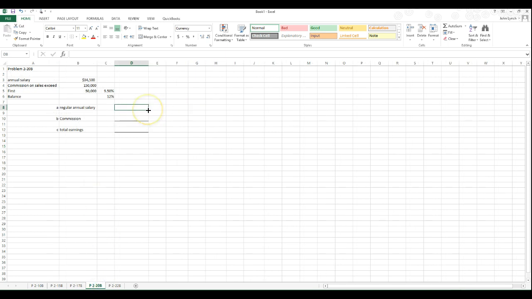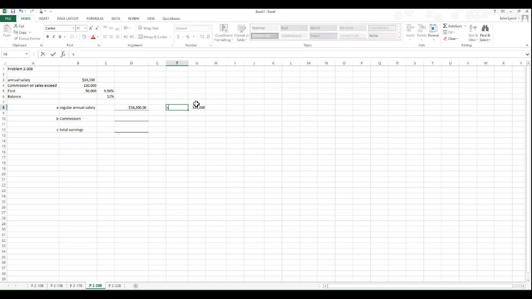Okay. This one is 2-20B, which deals with commission. Well, her regular wages is $34,500. Again, you can read the problem. But she gets a commission on anything over $150,000 in sales, not over wages. So her sales were $315,000.